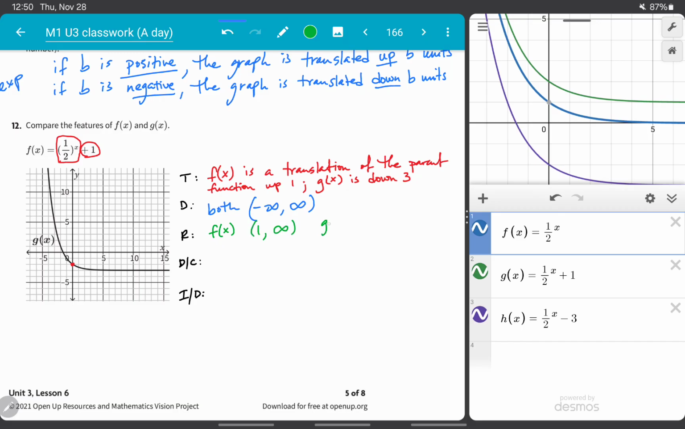But for g of x, my smallest value is actually here at -3. It's going to be bigger than -3. So the range is -3 to infinity.